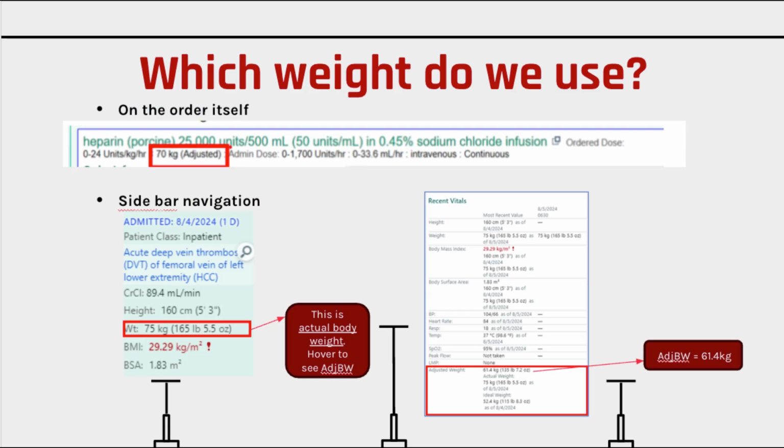We use adjusted body weight for non-pregnant patients. This can be found on the order itself or in the expanded table when you hover over the sidebar navigation. Also, when you scan the Alaris pump, adjusted body weight will be automatically accounted for.